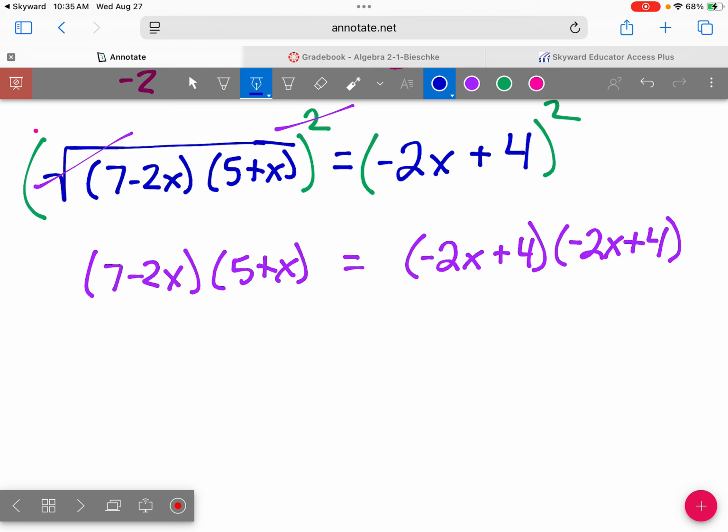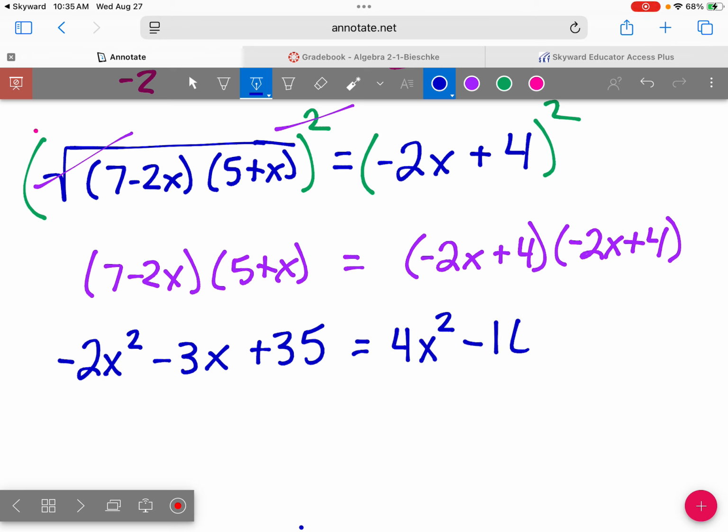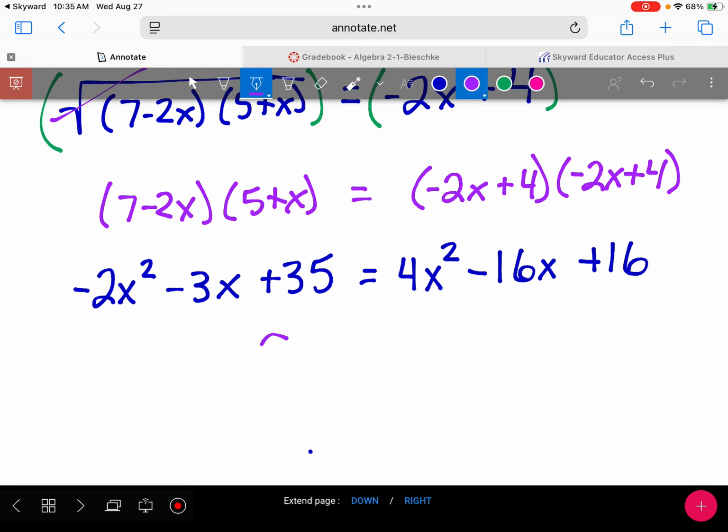When we multiply this out, we're going to wind up with, I'm going to do a force real quick just because I don't want us to get all the way to the bottom. Minus 2x squared minus 3x plus 35. And when we multiply out the right-hand side, we get 4x squared minus 16x plus 16. We are going to want to set it equal to 0. That's going to give us our 6x squared minus 13x minus 19. That does factor, and it gives us our solutions.